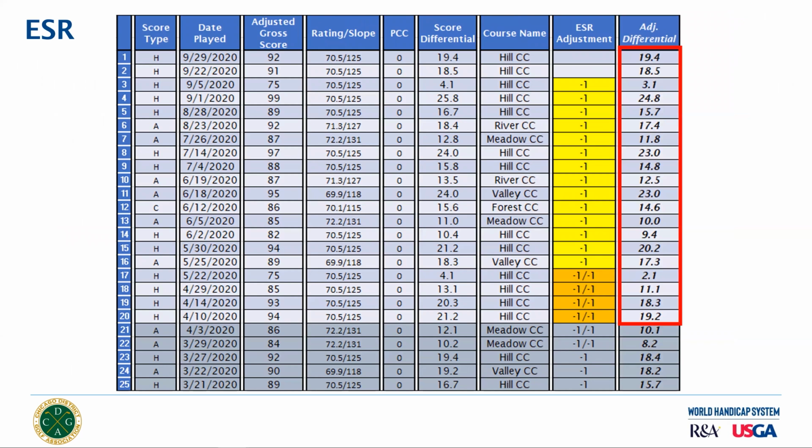Here you see the adjusted differential, and if you look at the 20th score on April 10th, the 21.2 had a -1 adjustment, so it became a -2 adjustment. And you can look at the chart to see how the math lines up with the adjustments.